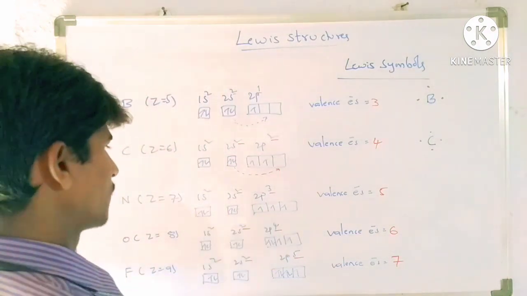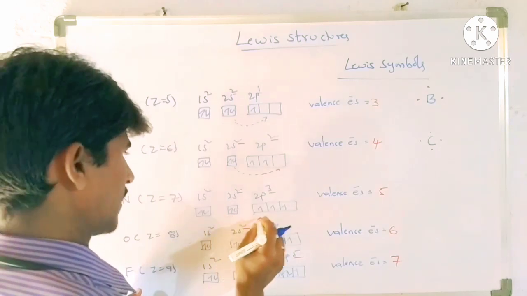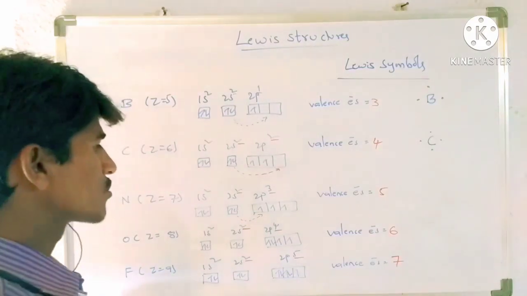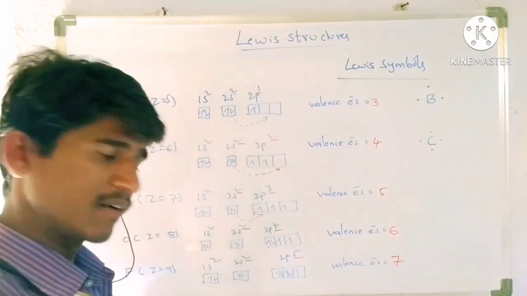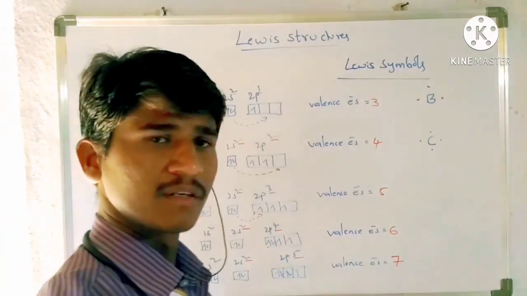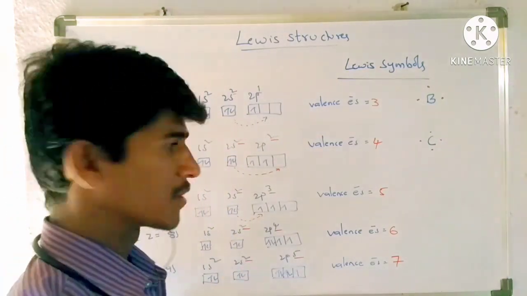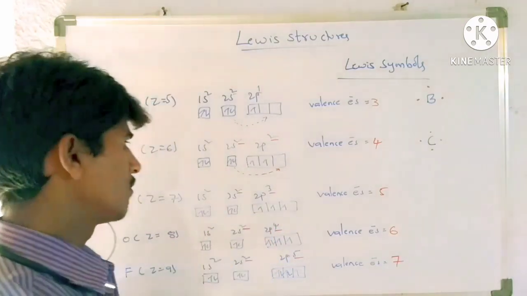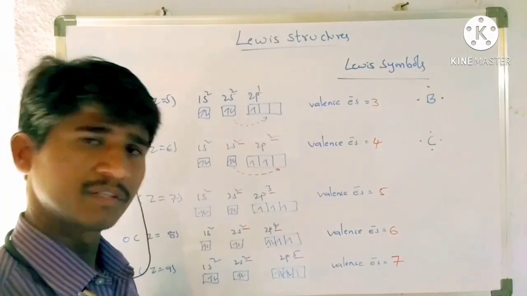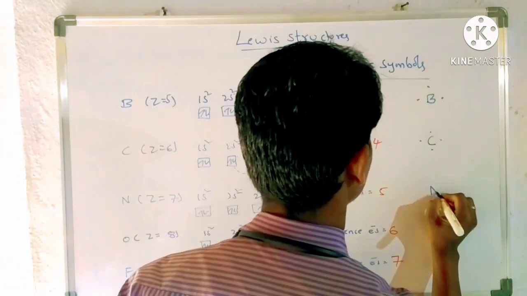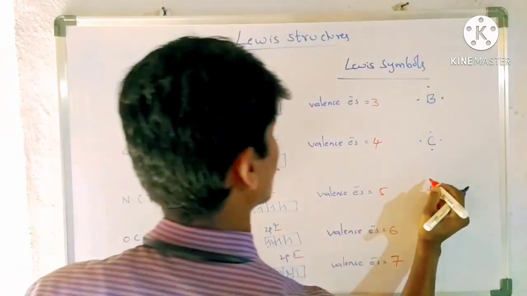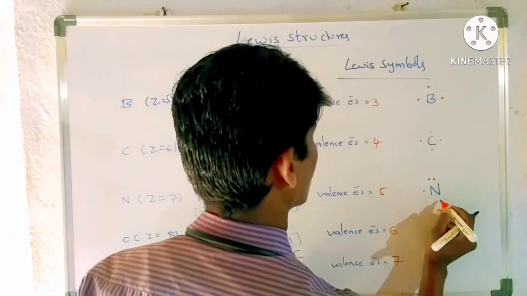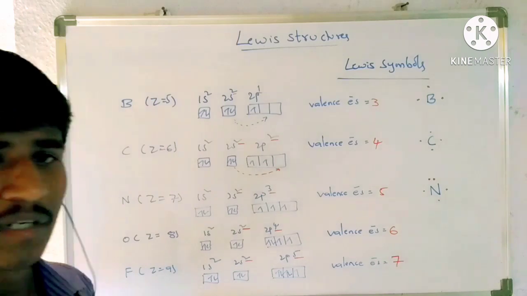Next, coming to nitrogen. Whether the electron jumps or not, there is only one pair, and the remaining 3 are unpaired. So there is no need to excite. Even when it is excited, it is 1 paired, 3 unpaired only. So for nitrogen, the paired electrons should be represented like this, and 3 are unpaired: 1, 2, 3. This is the Lewis dot symbol for nitrogen.